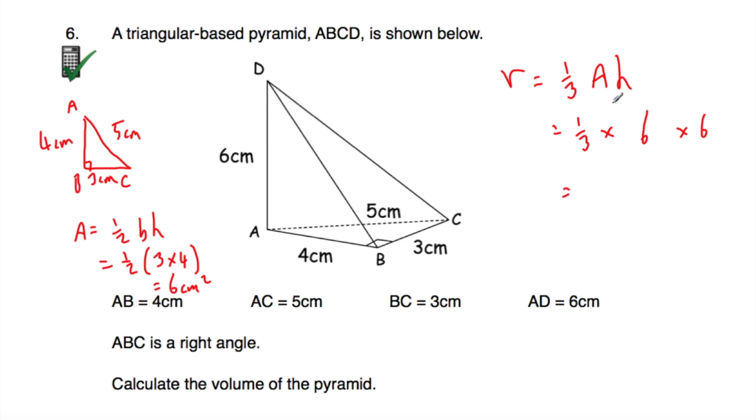So if we want to find the volume of this shape, we're going to do a third times the area of the base, which is 6, times the perpendicular height, which is 6. 6 times 6 is equal to 36, and then times by a third is equal to 12. You could do it on your calculator, but we've got an answer of 12 centimeters cubed. And that's it, that's the volume of that pyramid.